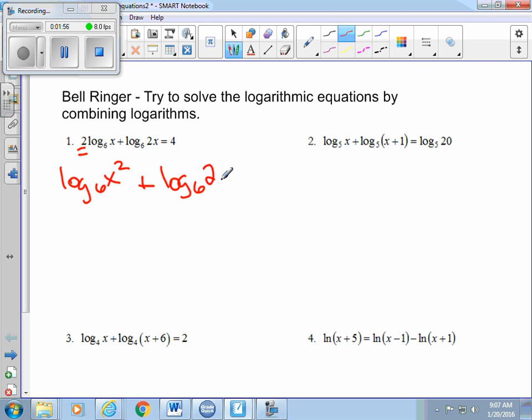This might help you with last night's homework as well, since we're not turning it in yet. Since we're going to take it up tomorrow, you can use that. And then what about here? Multiply. So log base 6 of 2x cubed. Does everyone agree with that?